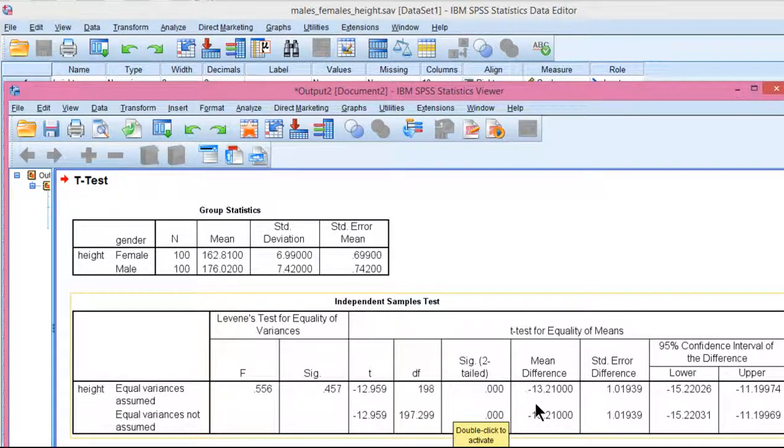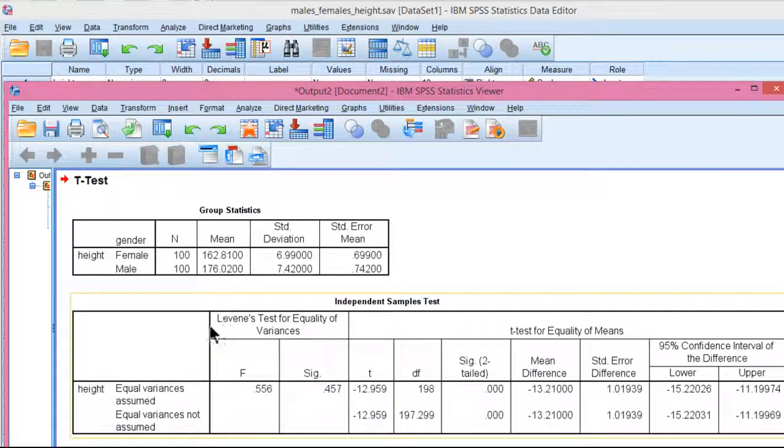Here's the mean difference. The mean difference between males and females is 13.21 centimeters. So males are on average 13.21 centimeters taller. Now again, this is based on US Census data. The standard error of the difference is 1.019, and here we have the confidence interval, negative 15.22 to negative 11.19.